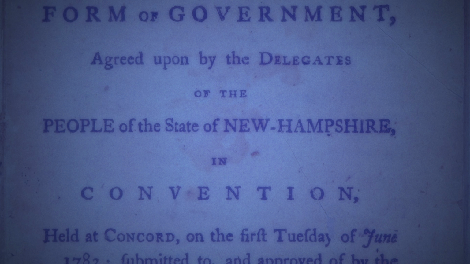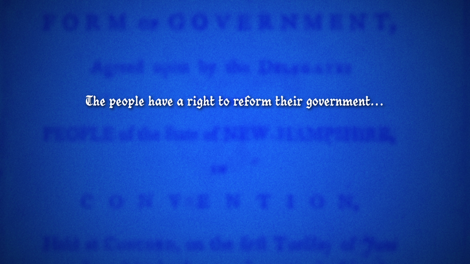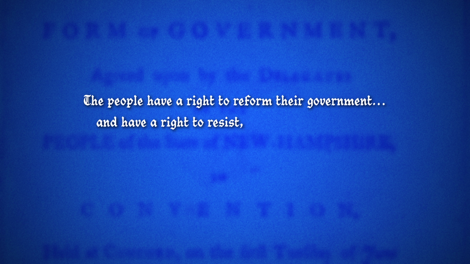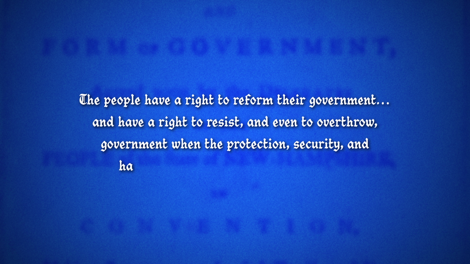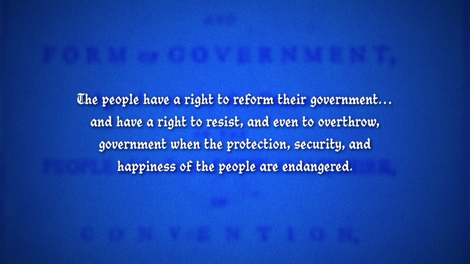This is reinforced by several state constitutions that also specifically and expressly state a right of revolution in their constitution. I'll give you an example. New Hampshire: the people have a right to reform their government and have a right to resist and even to overthrow government when the protection, security, and happiness of the people are endangered. Virginia, Vermont, Pennsylvania, and other states also had similar explicitly stated rights of revolution right there in their state constitutions.